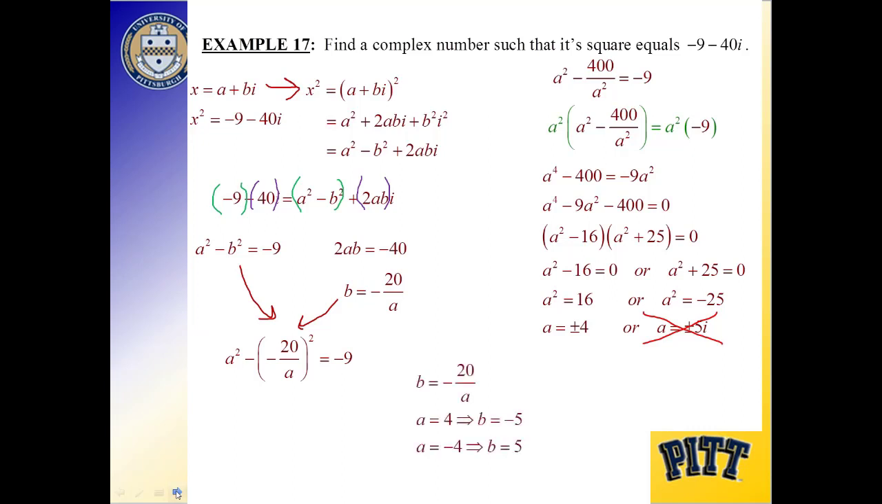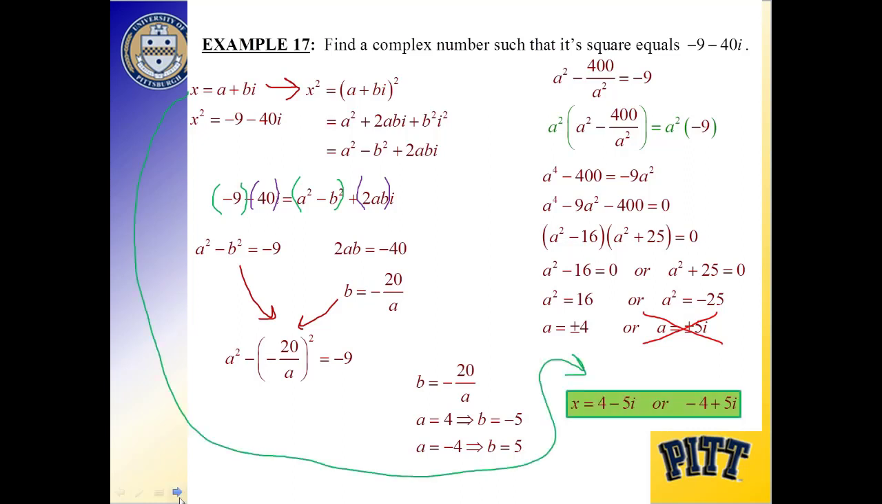So if a equals 4, knowing that b equaled -20 over a from back over here, then b would equal -5, and if a equaled -4, b would equal +5. So actually I do get two answers. It's not just a complex number, there's actually two of them. x could equal 4 minus 5i, or x could equal -4 plus 5i. And if I squared either one of those, I would get -9 minus 40i.